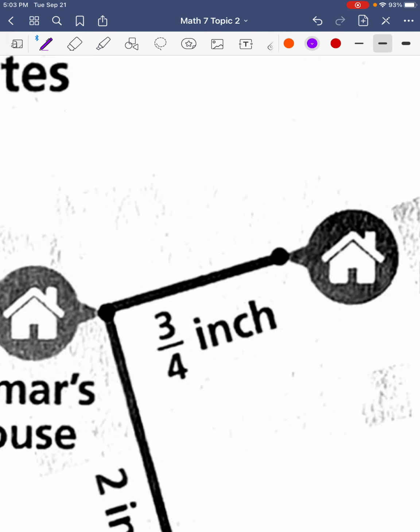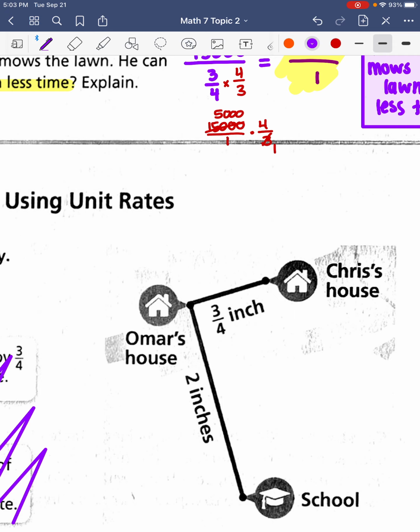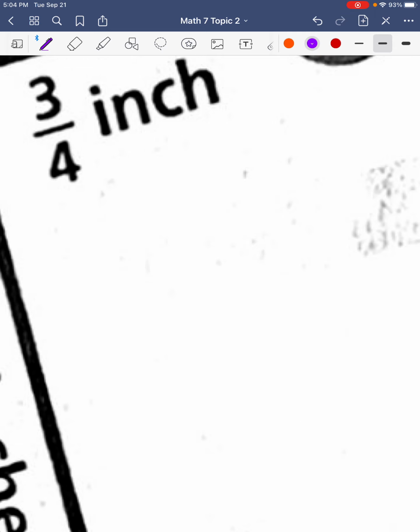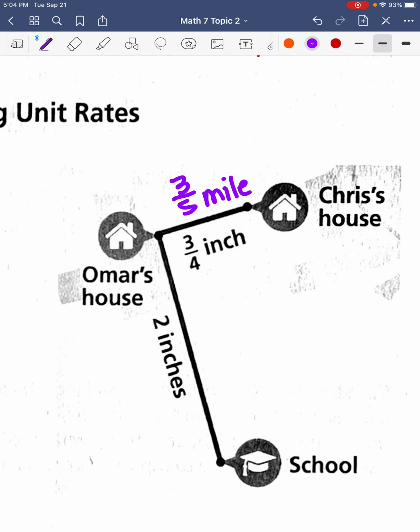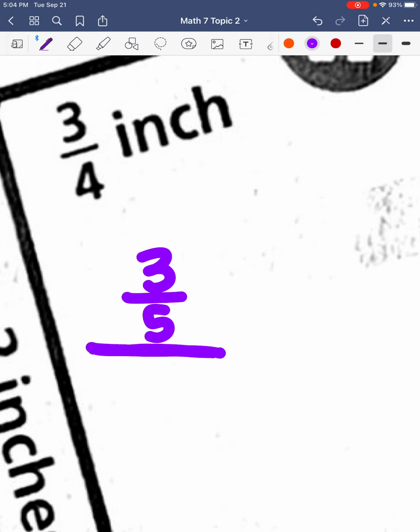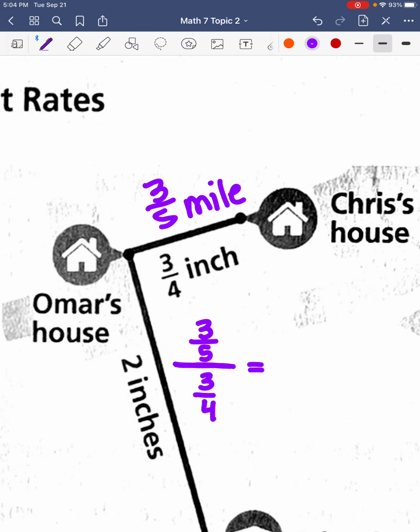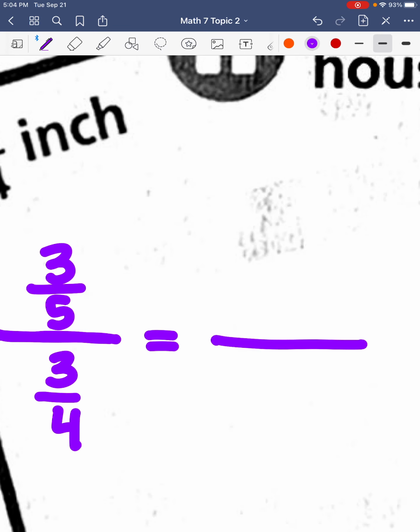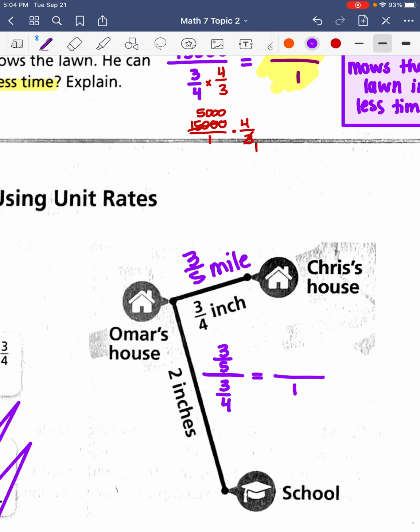So this 3/4 of an inch represents 3/5 of a mile, right? So we're going to use this as a rate, and then we'll find the unit rate. So we've got 3/5 of a mile is represented on the map by 3/4 of an inch. So I want to know what is the mileage that is represented by 1 inch on this map?